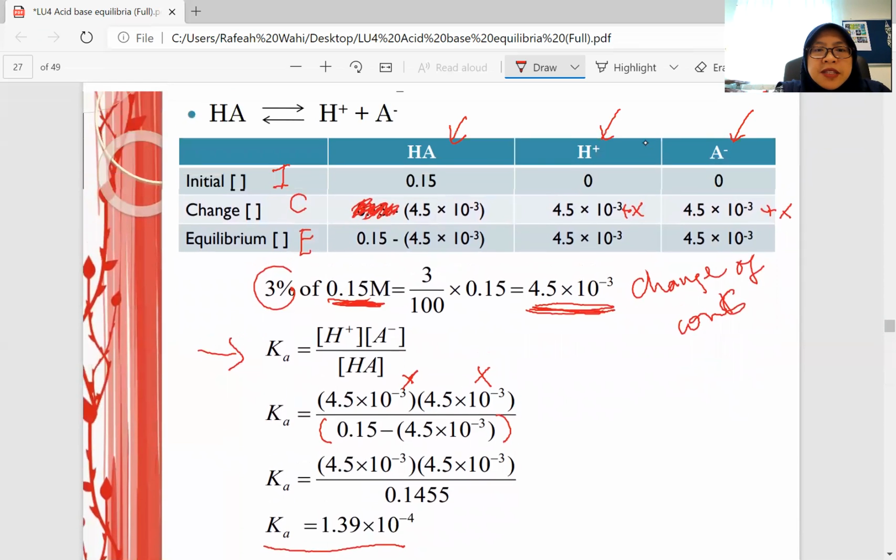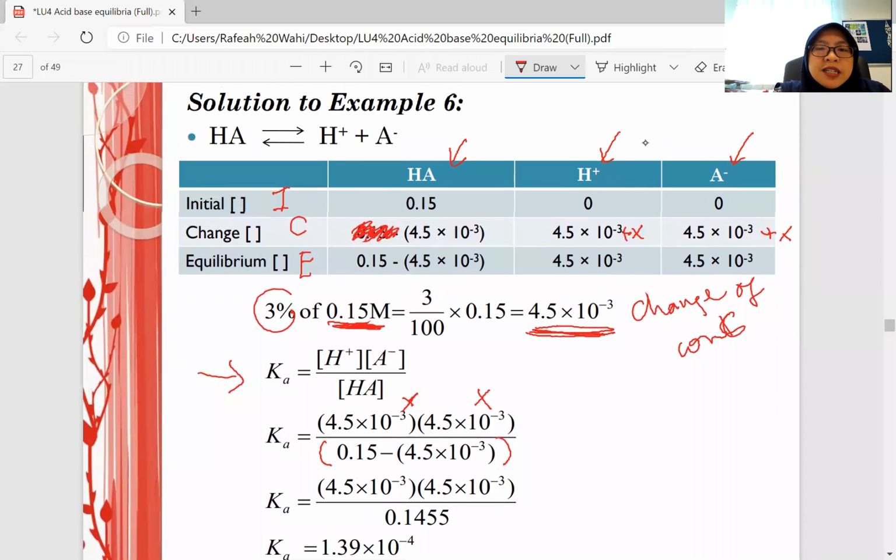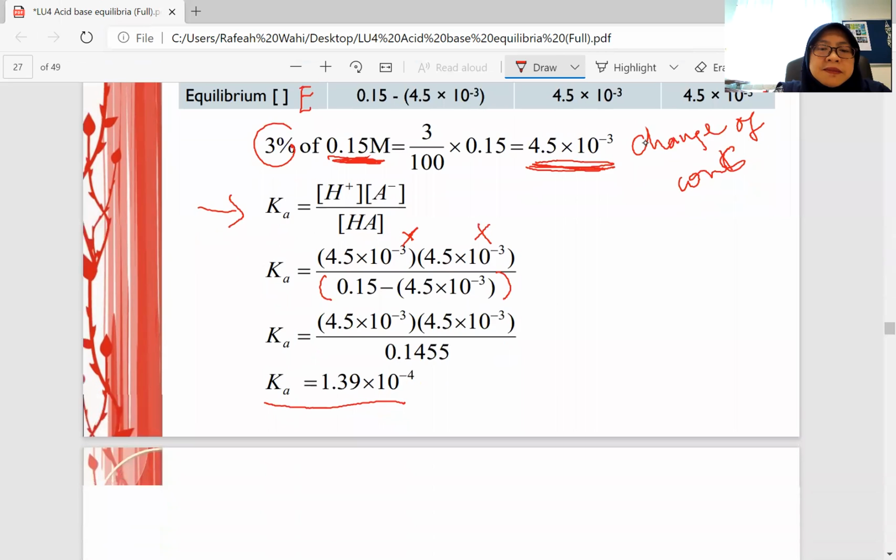You start with calculating how much is taken out from the initial concentration. How much is taken out from the initial concentration represents the change of concentration during the dissociation process.